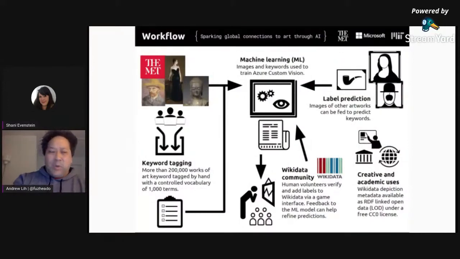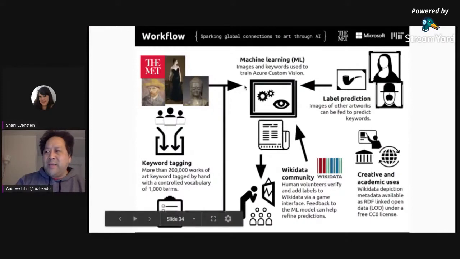So this is just a very complex chart showing you exactly what I just told you: the keywords and the images were fed into the AI system. And then we bring in new images, and it spits out some recommendations. And then this is where the Wikidata game is. It's human beings looking at the image, looking at the options, and then hitting yes or no, depicts or not depicts. And that feeds that back into Wikidata.